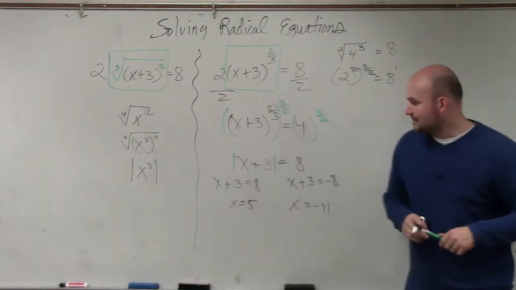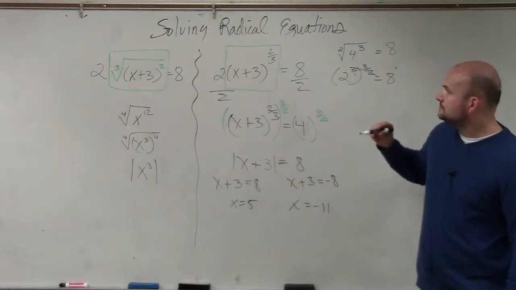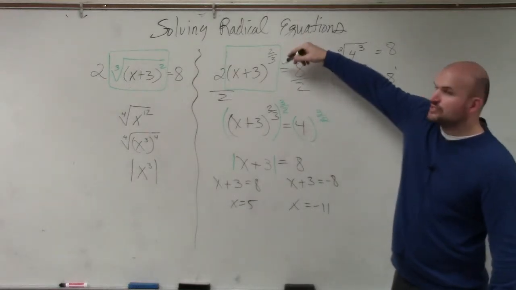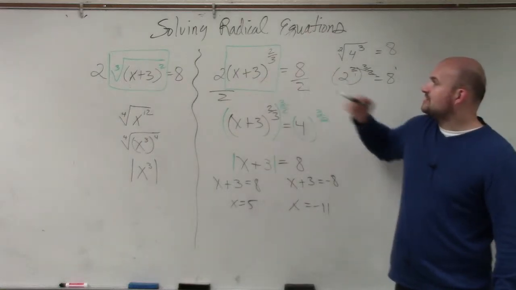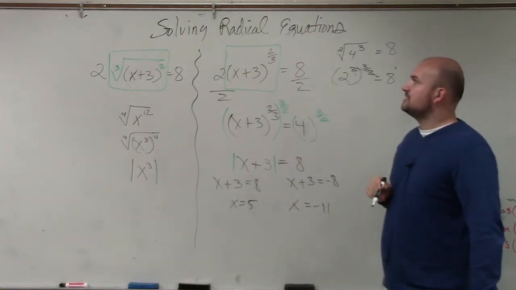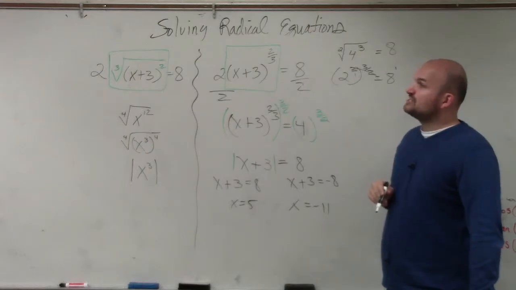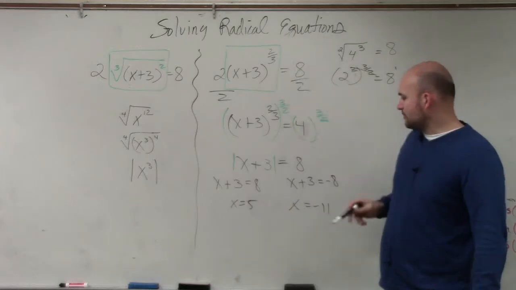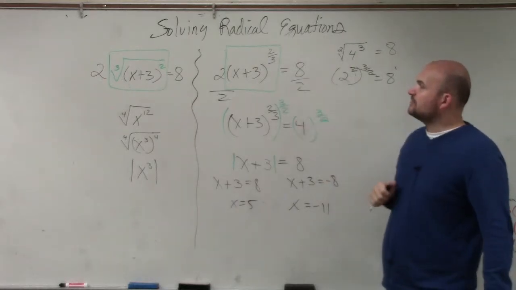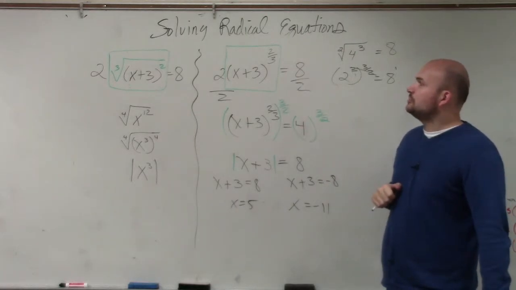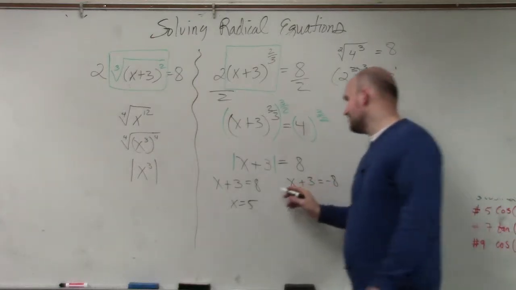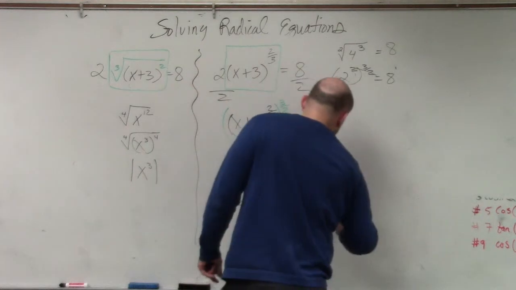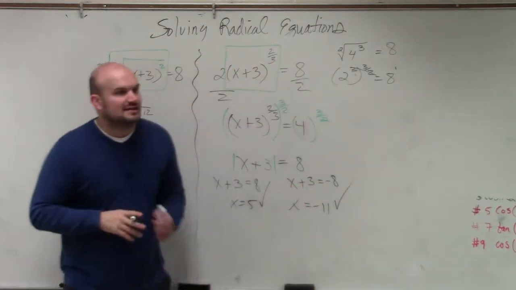Now I need to go back and check my answer. And remember, raised to the 2/3 is the same thing as squaring and then taking the cube root of. So I have 5. 5 plus 3 is 8. 8 squared is 64. The cube root of 64 is 4. 4 times 2 is 8. Equals there. That works. Negative 11. Negative 11 plus 3 is negative 8. Negative 8 squared is 64. Cube root of 64 is 4. 4 times 2 is 8. So guess what? I have 2 answers, and both of my answers work.